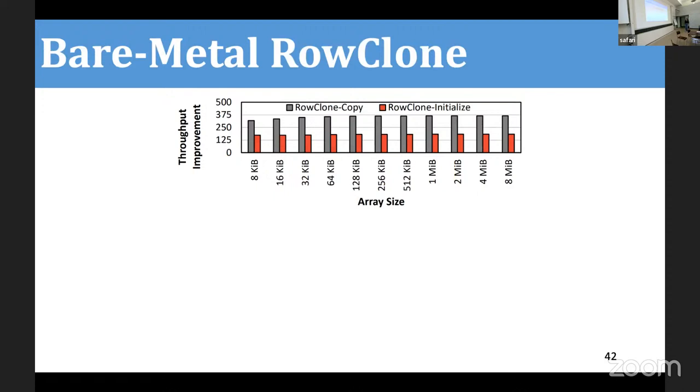So let's see this plot. Here we have shown the throughput improvement provided by the RowClone operation over the CPU operation. On the x-axis, we have the array size, and you can see it's always increasing. The gray bar is for RowClone copy, and the red one is for RowClone initialize.